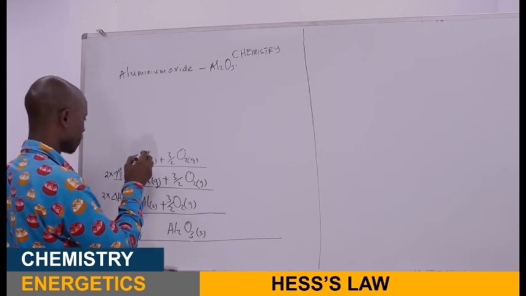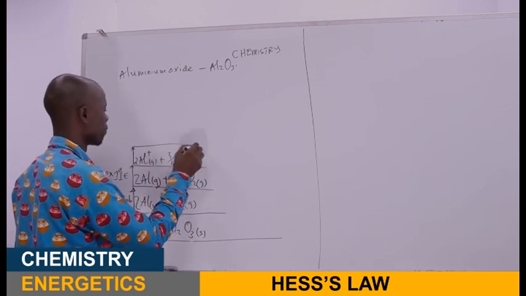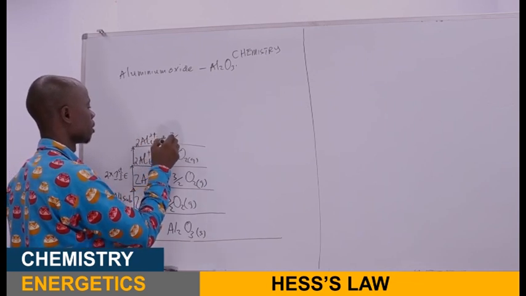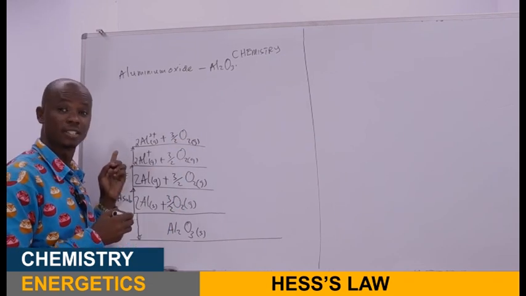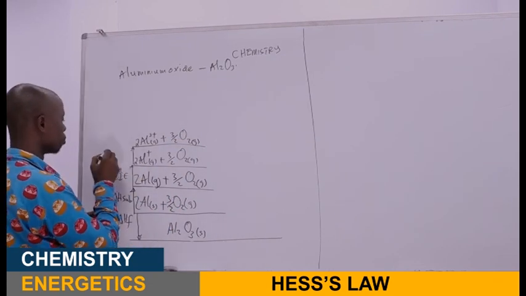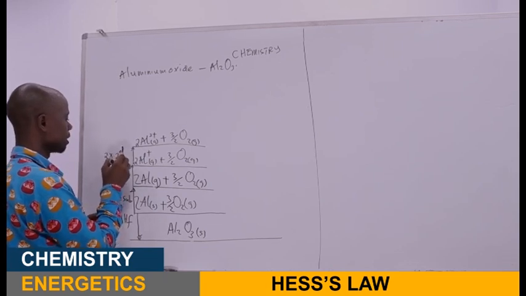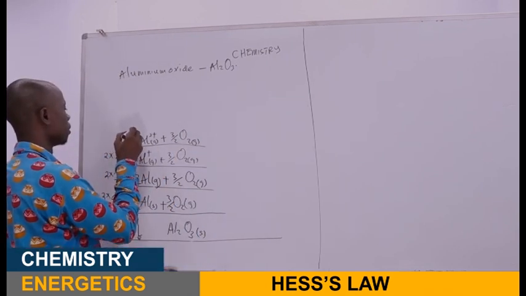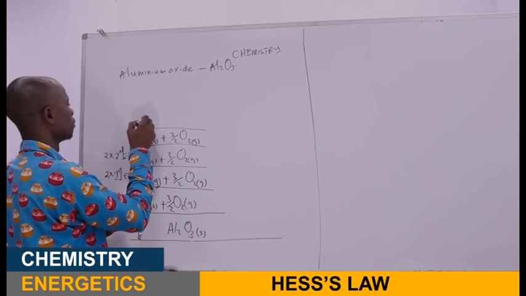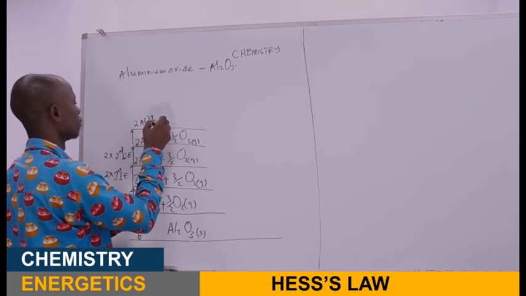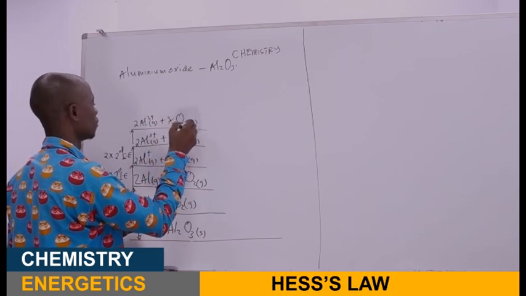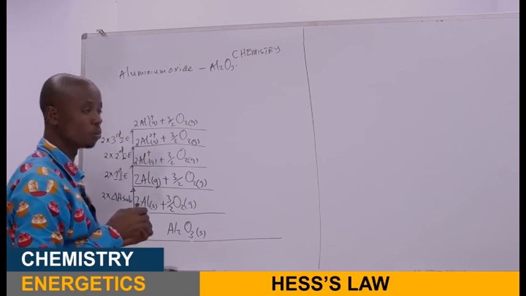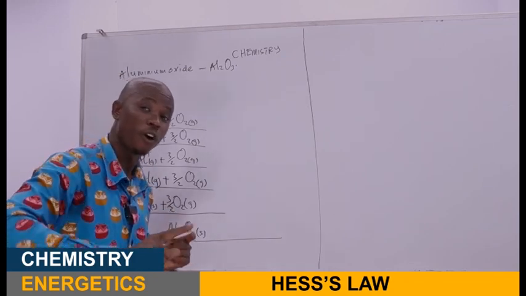Now from there we go to the first one. This is the second ionization energy times 2. We go to the third one. This is the third ionization energy times 2. And the arrow is pointing outward for all the ionization energies.